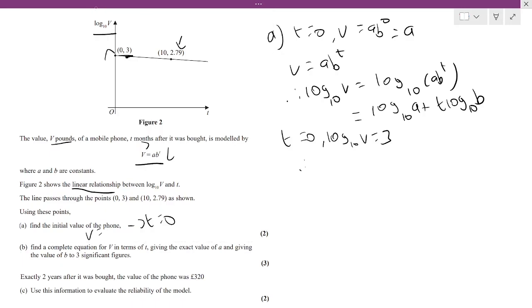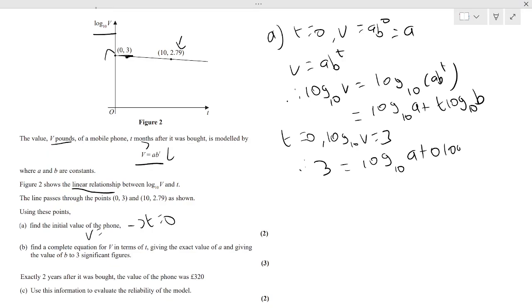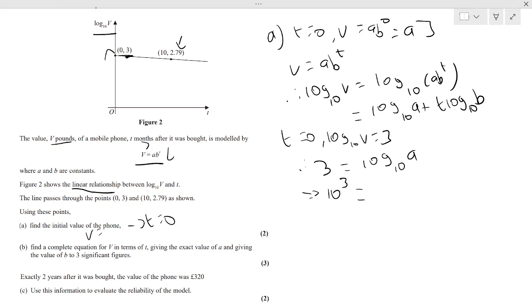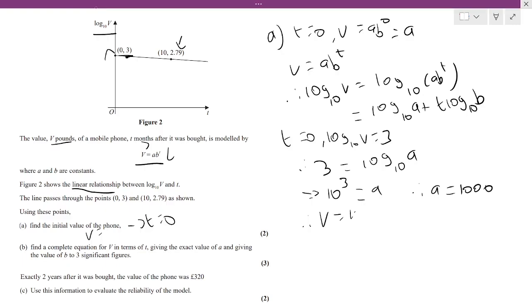Okay, so now we have this. So log 10 of v, that's 3, is equal to log 10 of a, and then add t, which is 0, times log 10 of b. But anything times 0 is 0, so that is all just log 10 of a. We need to find a, but we can find a, because if we raise by power 10, that means 10 to the 3 is 10 to the log 10 of a. And they cancel because they're inverses, if you want to think of it that way. So that means a is simply 10 to the 3, which is 1,000. Well, that's our value then. Therefore, the value v, not log 10 of v, but the value v, the initial value, is a. That's going to be 1,000. Hopefully that made sense.